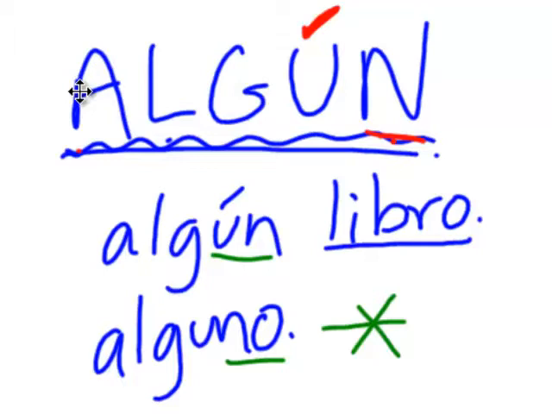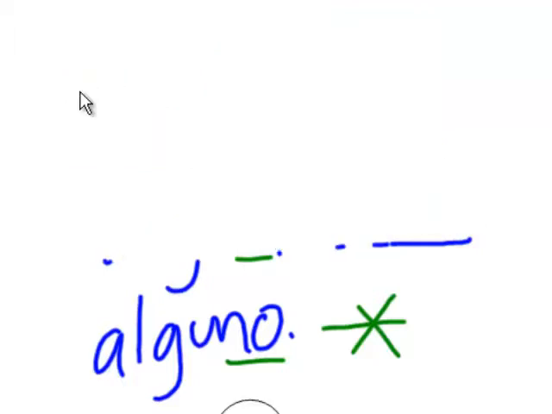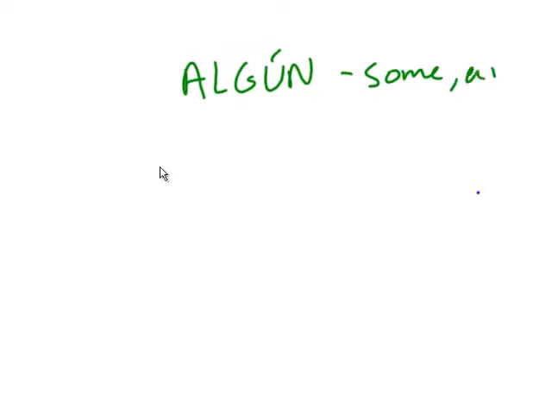Okay, so that's algún. We'll do some exercises with that in class. Algún, some, any. Okay, couple others. In fact, I'll just list them all right now. We have algún and its variations. Some, any. Okay. We also have algo, something.